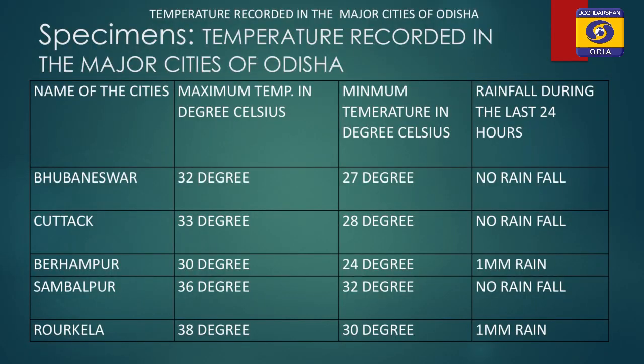So, now I am showing you the specimens. This is a table showing the temperature recorded in the major cities of Odisha. Here I have created how many columns? I have created 1, 2, 3, 4 columns.